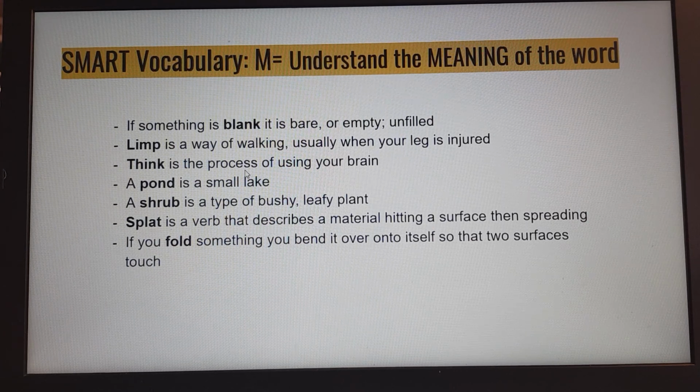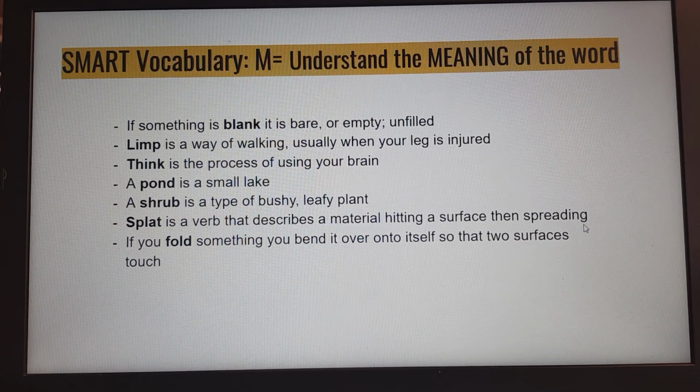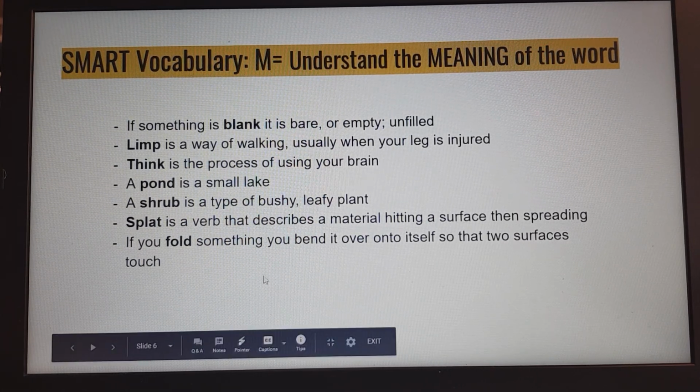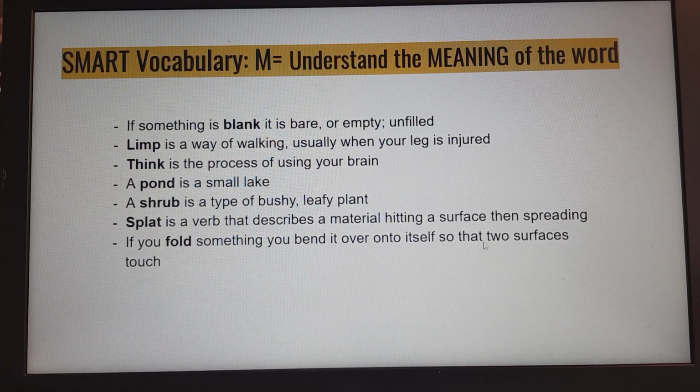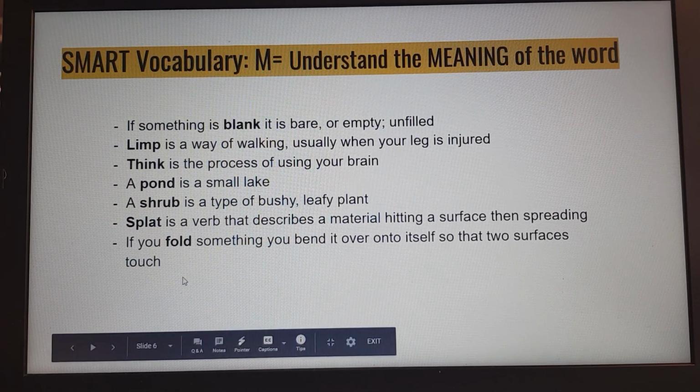Think is the process of using your brain. A pond is a small lake. A shrub is a type of bushy leafy plant. Splat is a verb that describes a material hitting a surface and then spreading. If you fold something, you bend it over onto itself so that the 2 surfaces touch. Okay? So that is looking at the meaning of the word.